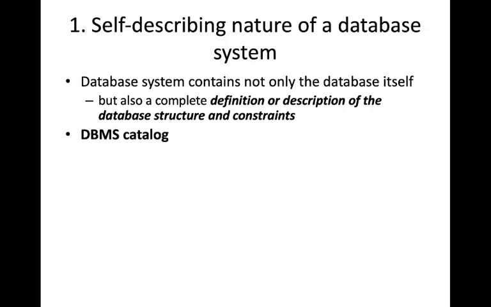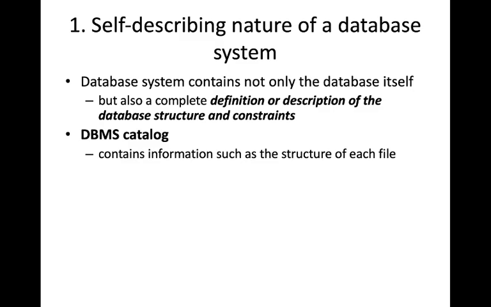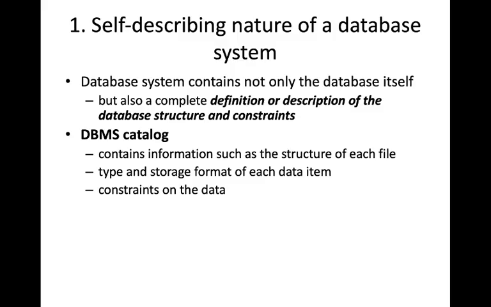So we call it the DBMS catalog. We store all this information in a DBMS catalog. So it contains information such as the structure of each file, type and storage format for each data item, and constraints on the data item. So all this information will be there. So when we create a database, for example, a college database, we'll be storing the data and also the structure of that database inside it. So that is stored in the DBMS catalog, or we call it the data dictionary.